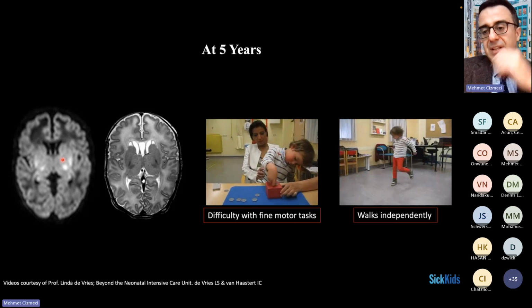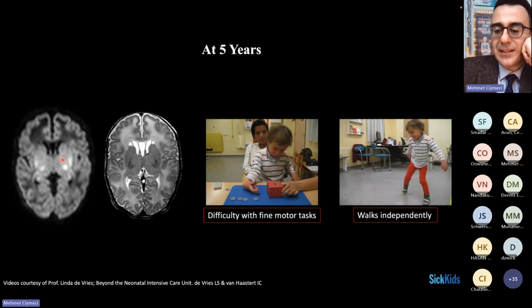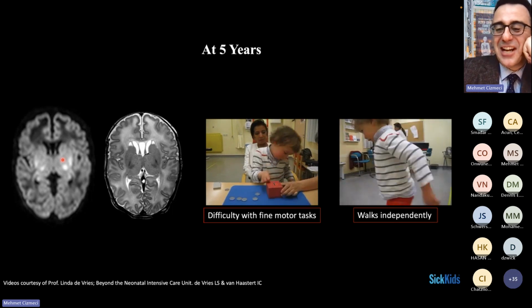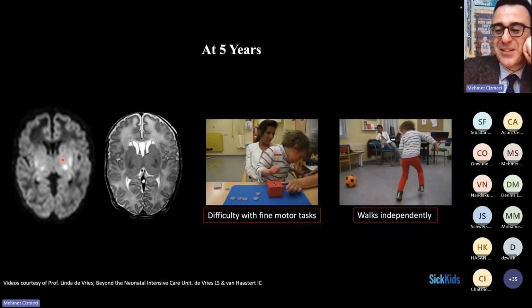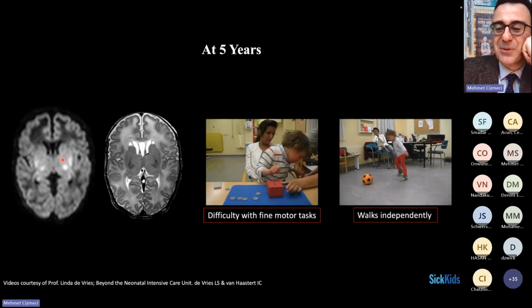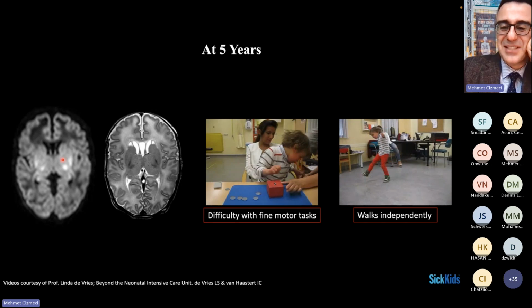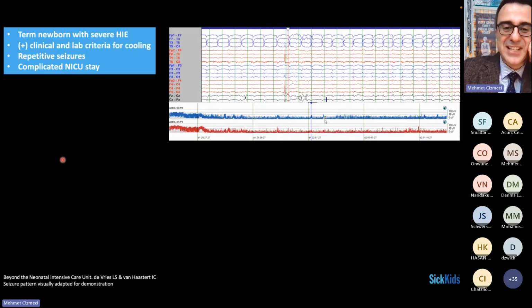But at 5 years, we can see that the baby is now walking independently. Not a baby anymore. This child is walking independently, which is a perfect sign for this baby, because this baby will continue to explore the environment and learn from the environment, which is great for his cognitive skills. And this baby was presenting with the second type of neonatal encephalopathy.